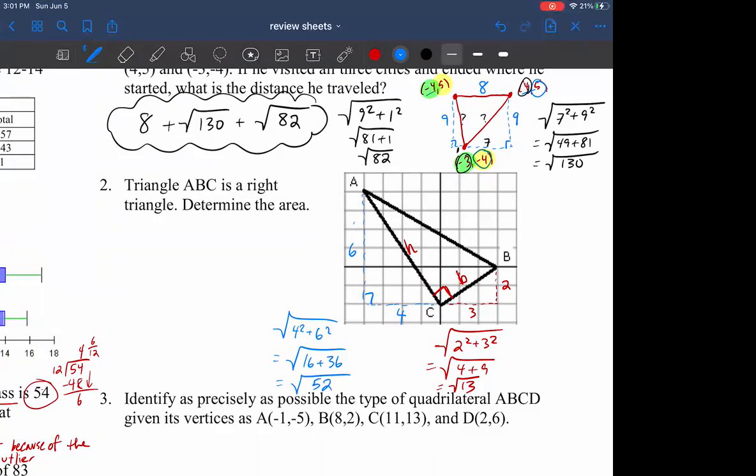So if I want to find the area, this is going to be base times height divided by 2. So square root of 13 times square root of 52, all divided by 2. Okay. Now, if I know how to simplify square roots, this is actually going to turn out a lot nicer and a lot quicker. But the good news is I can use Desmos here.